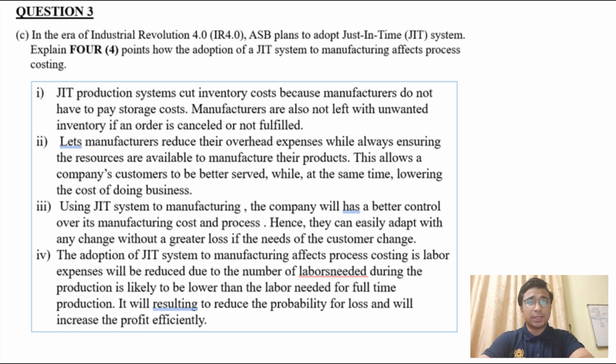Third, using the JIT system in manufacturing, the company will have better control over its manufacturing cost and process. Hence, they can easily adapt to any change without a greater loss if the needs of customers change. And the last one is that labor expense will be reduced, because the number of laborers needed during production is likely to be lower than the labor needed for full-time production. It will result in reducing the probability of loss for the company.